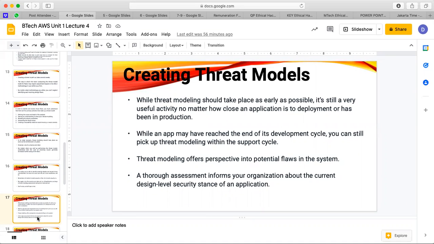And threat modeling always offers perspective into potential risks inside the system. For that, a thorough assessment informs your organization about the current design-level security of any applications you are going to make or you have already made.